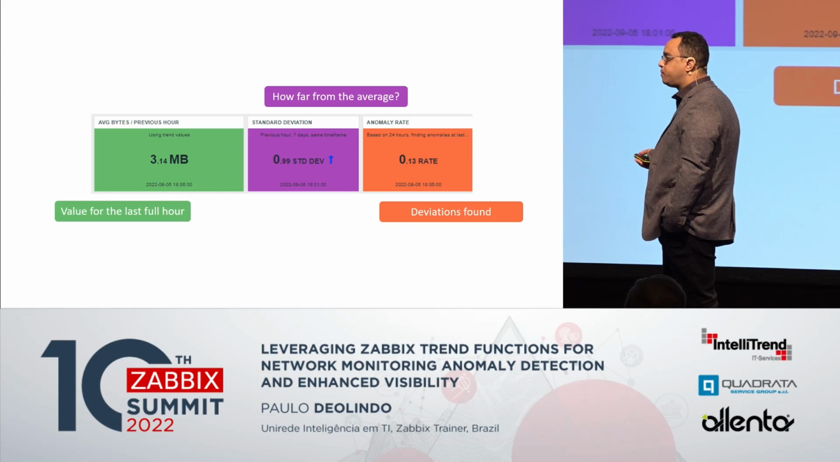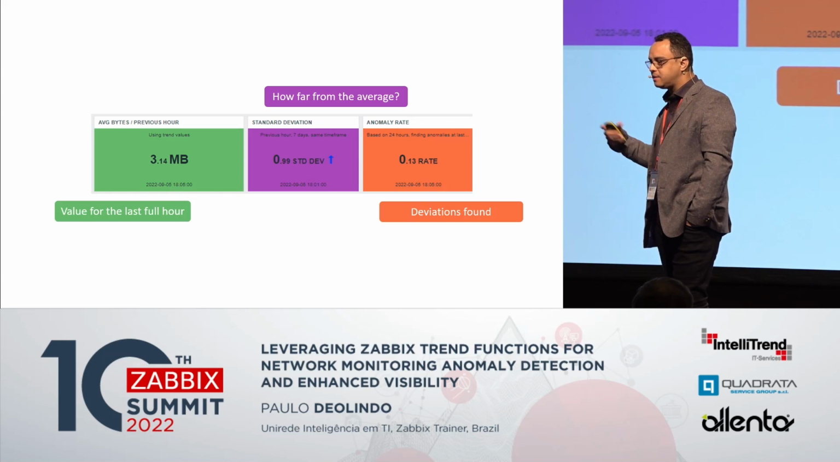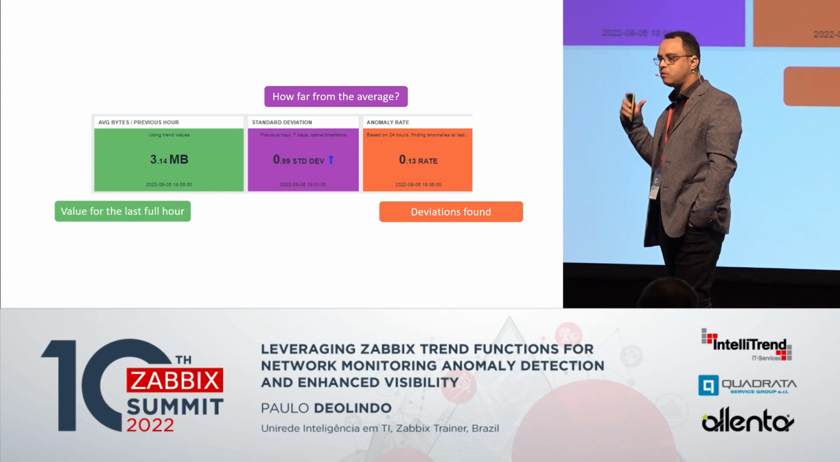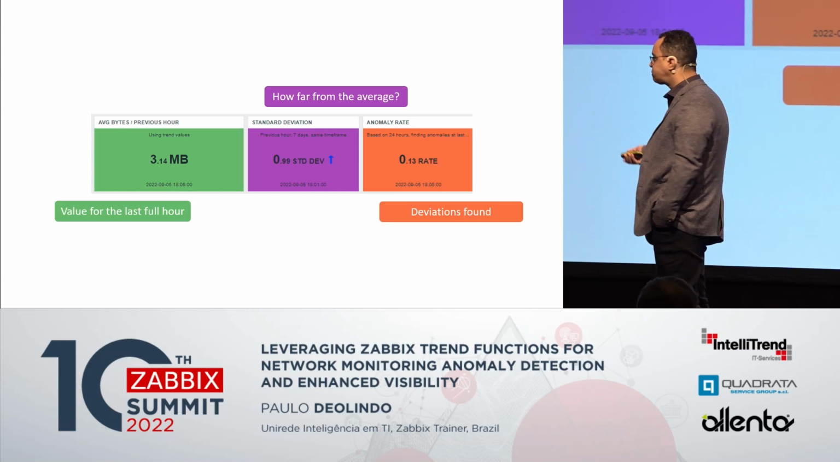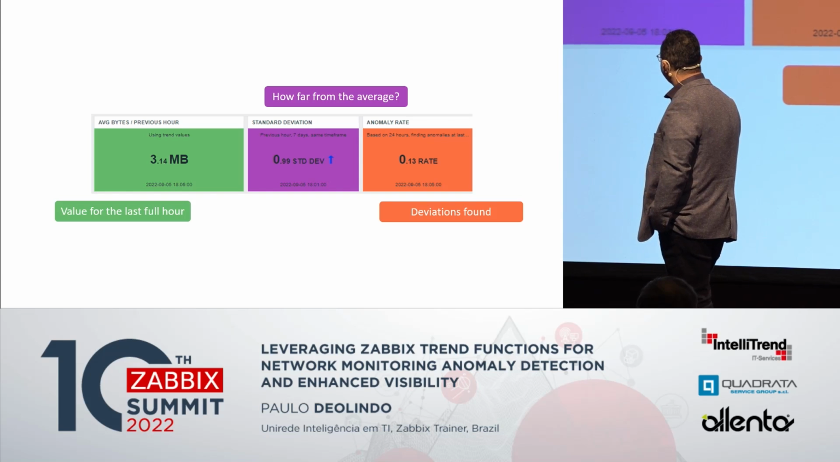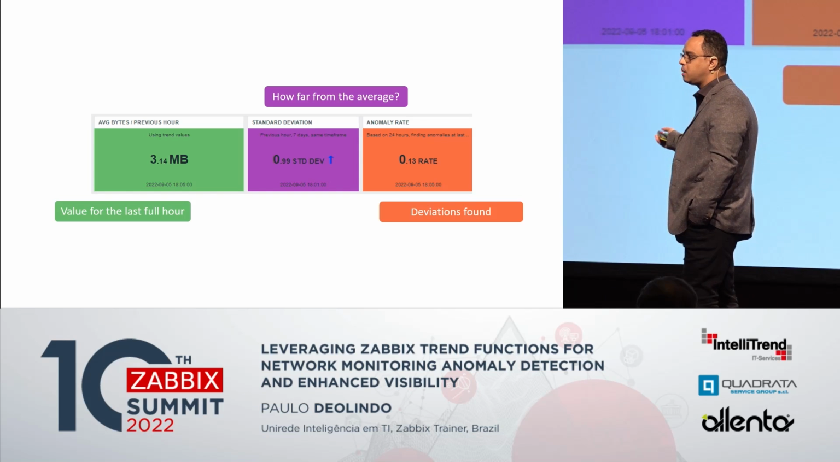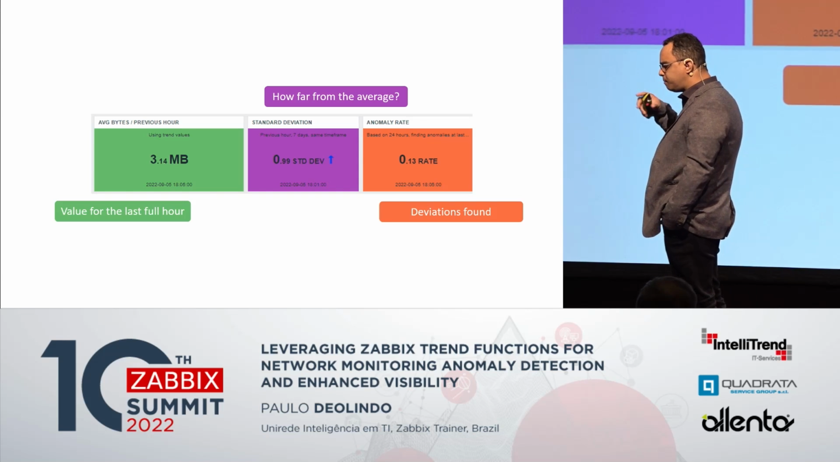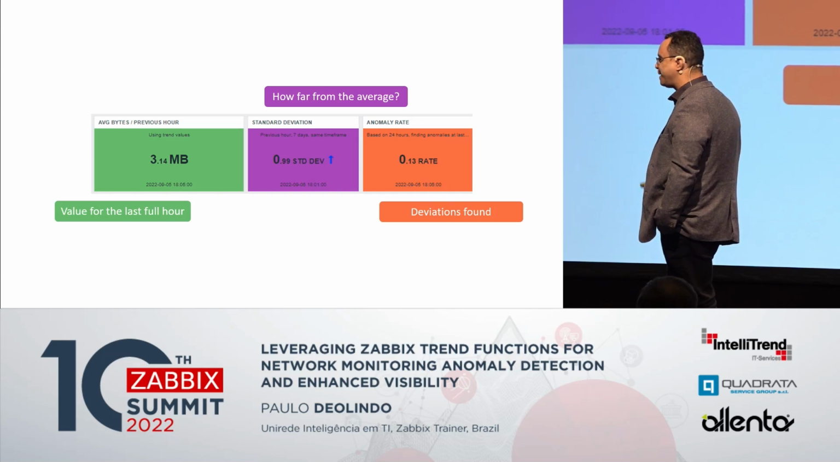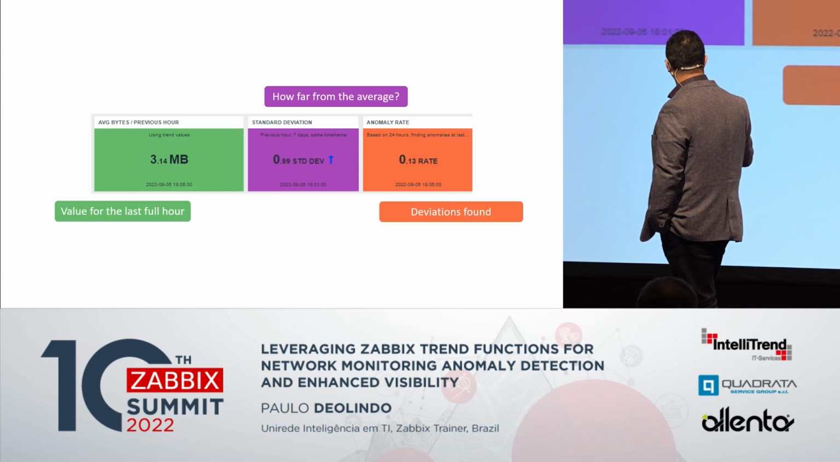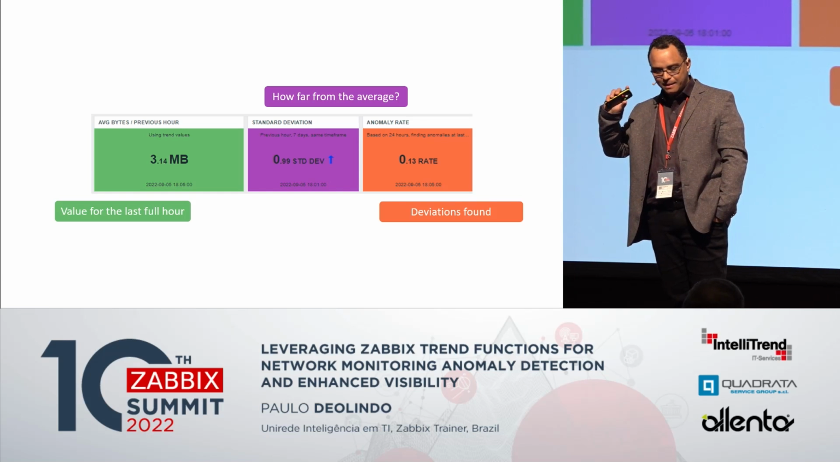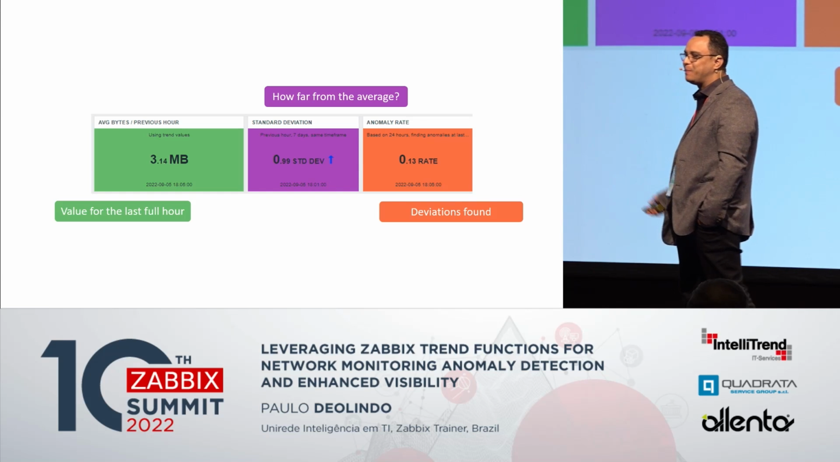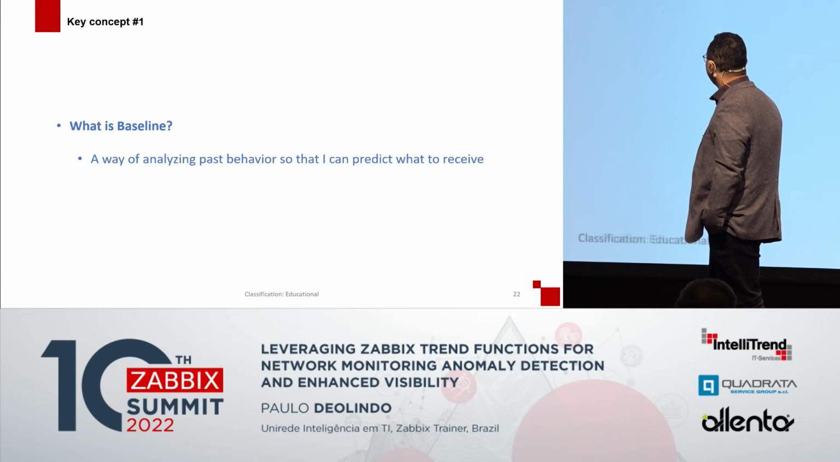Bytes received in the previous hour, not the last hour until now, but the previous hour, the last full hour, because it's based on trend cache. Here, standard deviation indicator, let me explain details in the next slides. And finally anomaly rate, and I will pass a kind of X-ray to explain this in detail right now.